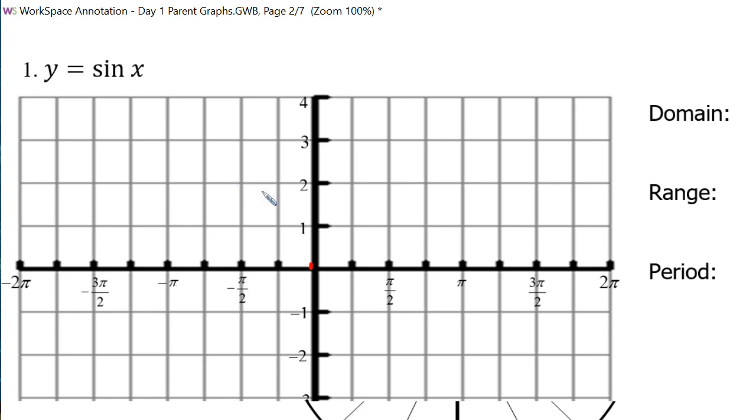Next one, if this is pi over 2, what is this marking right here? It's smaller than pi over 2, and it's half of pi over 2, which would be pi over 4. So that x-axis is being scaled by pi over 4. Here's 1 pi over 4, 2 pi over 4, 3 pi over 4, 4 pi over 4, 5 pi over 4, 6 pi over 4, 7 pi over 4, 8 pi over 4. So the x-axis is scaled by pi over 4.